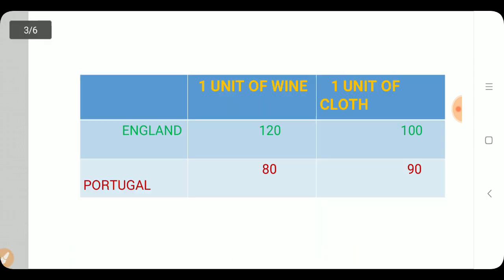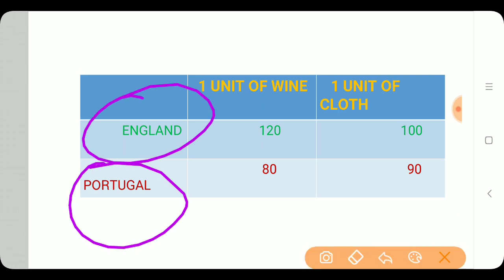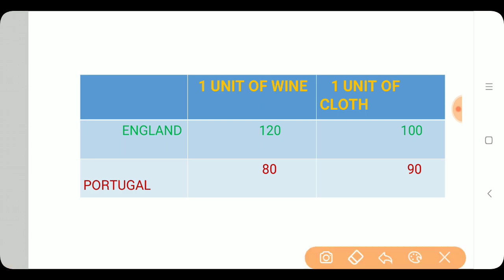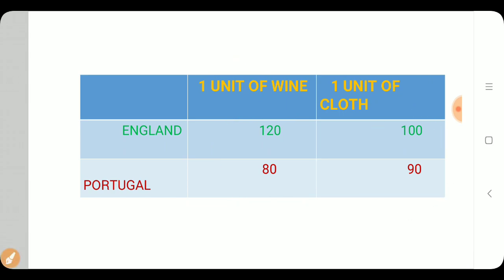We'll go to the theory. To understand the theory, we have to understand the table. So there are two countries, England and Portugal, and those two countries will produce wine and cloth. And in the table, there are some numbers given like 120, 80, and 100. These are the numbers related to the labor hours required to produce the commodities.